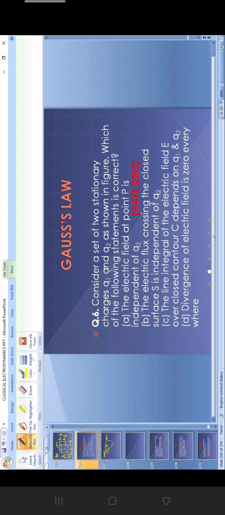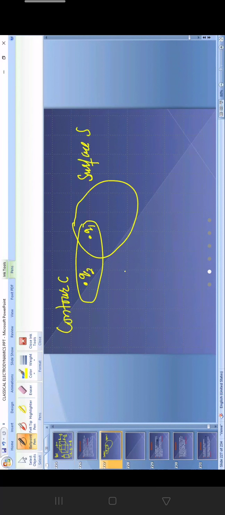Okay. Now the question is like this. Consider a set of two stationary charges Q1 and Q2 as shown in figure. Which of the following statements is correct? You will have to see which of the following statements is correct. ठीक है ना बेटा? Electric field at point P is independent of... point P यहाँ है बेटा. This is the point P somewhere here. अच्छी तरह से ध्यान रखना बेटा.